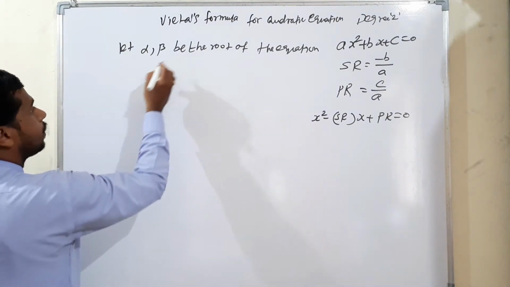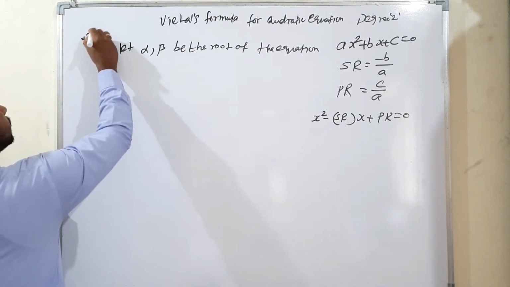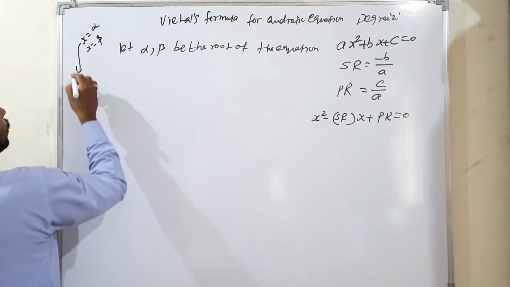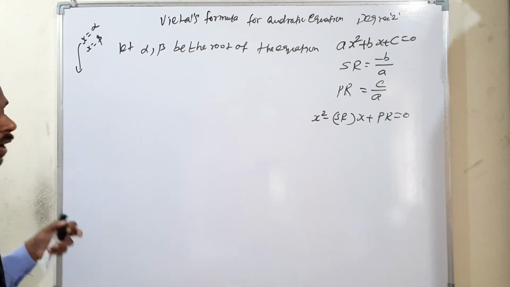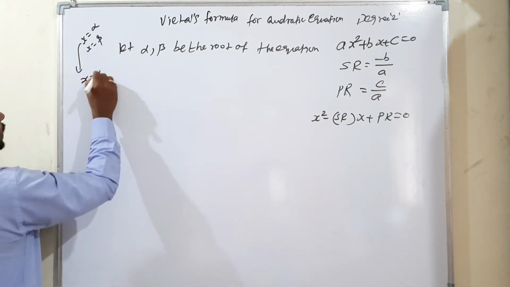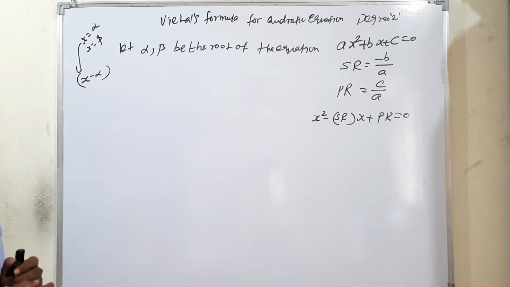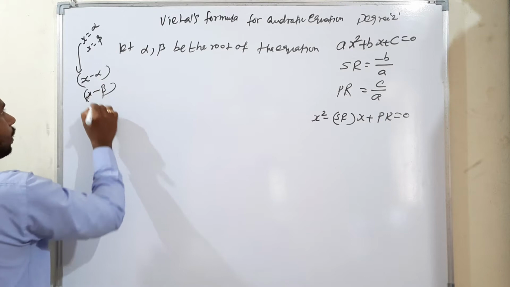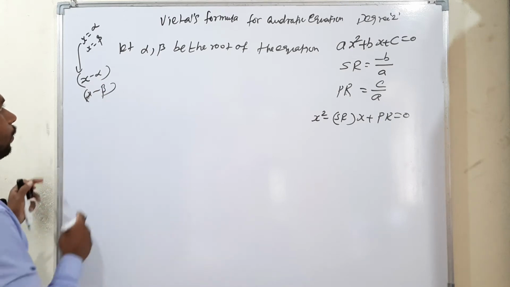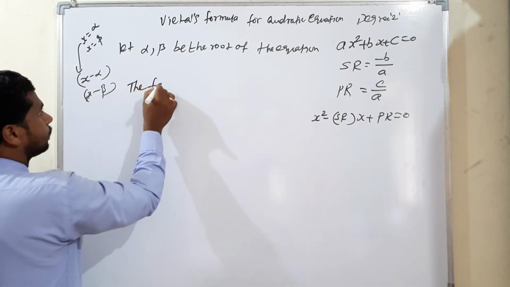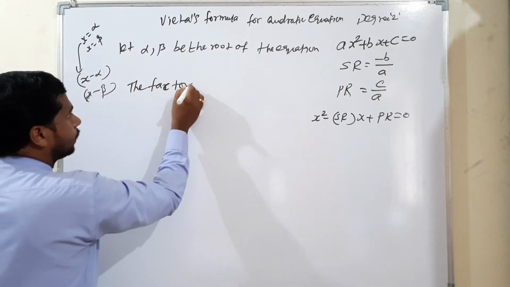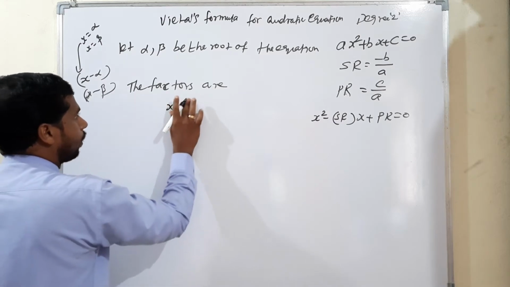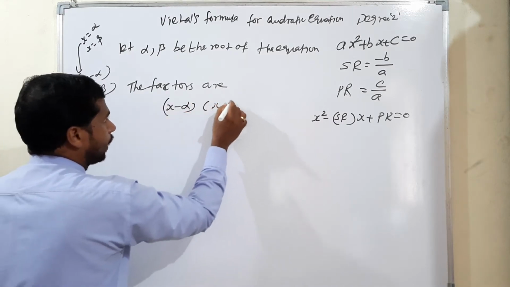So alpha and beta be the roots means definitely we can say x is equal to alpha is one root, then x is equal to beta is the other root. x is equal to alpha means how to write the factor? Bring alpha to the opposite side, that is x minus alpha, that is one of the factors. Then another factor is x minus beta. Therefore the factors are x minus alpha into x minus beta.